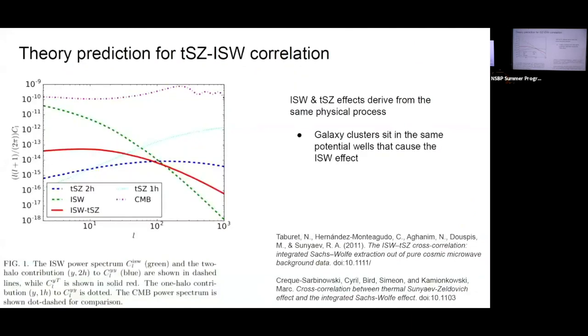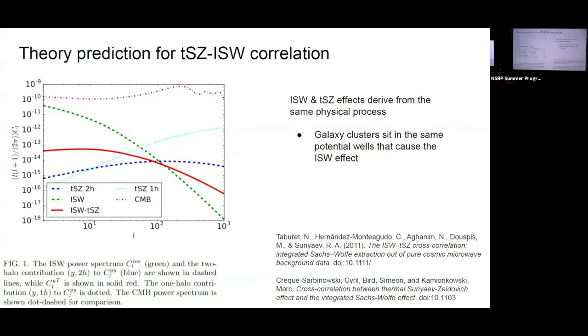There are some great theory papers that lay out what we should expect. Once again, the reason we expect a correlation to exist in the first place is that the TSC effect, the thermal effect, happens in galaxy clusters, the intracluster medium, and the ISW effect happens in large potential wells. Well, we have galaxy clusters that sit in large potential wells. So they're in the same physical location, with a lot of the same physical processes, so we expect them to be correlated. These papers lay it out very well.